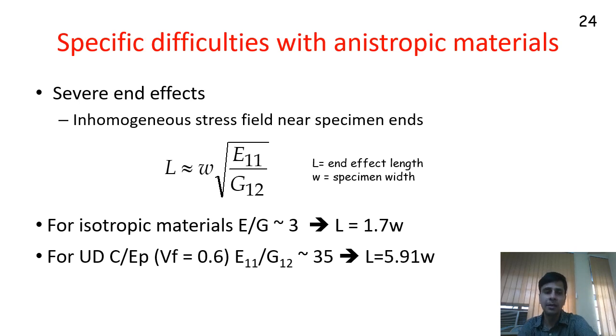But for unidirectional carbon fiber epoxy for volume fraction 0.6, Young's modulus by shear modulus is about 35. So the length has to be about 6 times the width, and the width is about 20 millimeters because of the inhomogeneity condition. So you'll have very flat long samples. This is a specific difficulty with anisotropic materials. In general, if you are testing an anisotropic material, the length of the specimen is going to be much more than the width, 5 to 6 times. And if you compare with an isotropic material, the samples are usually smaller.